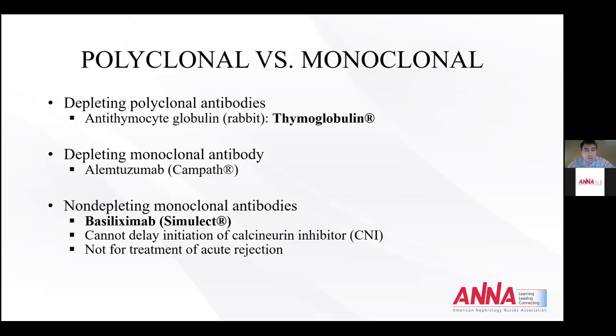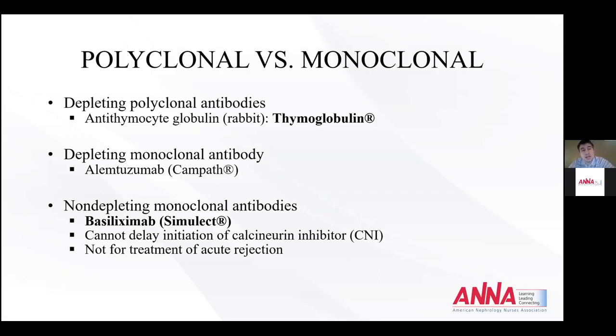There is another one, which is a depleting monoclonal antibody, and I can't pronounce it other than Campath. I always mess it up, but we don't use that one as much. The one that I say we use the most commonly, unless it's your second transplant, is basiliximab or Simulect, because this is a non-depleting monoclonal antibody.